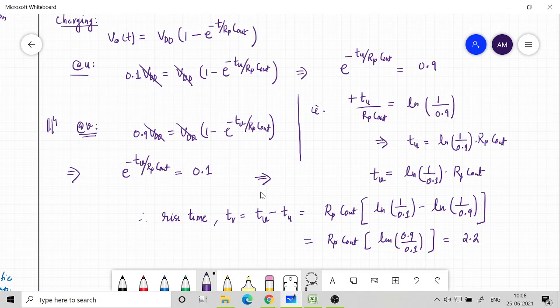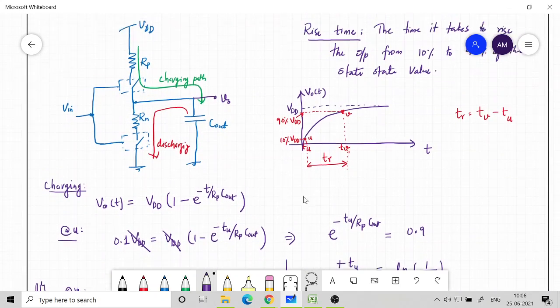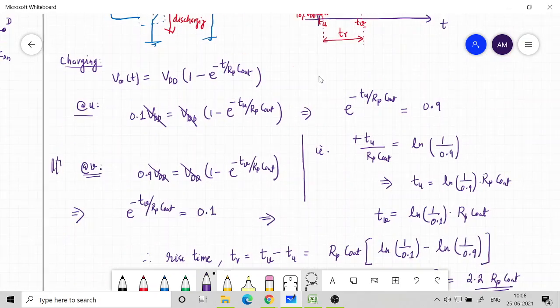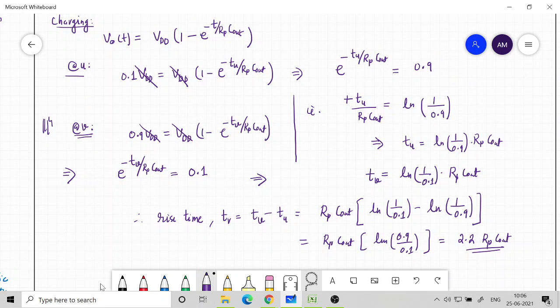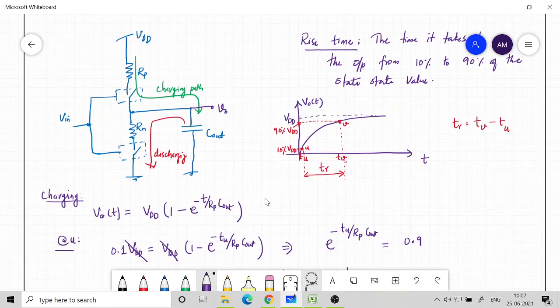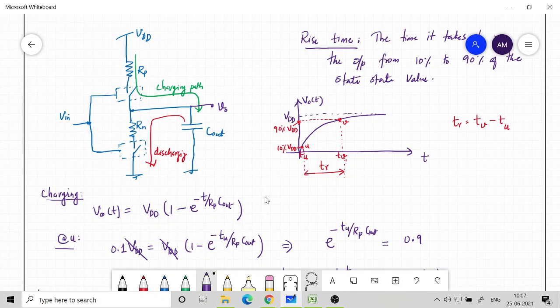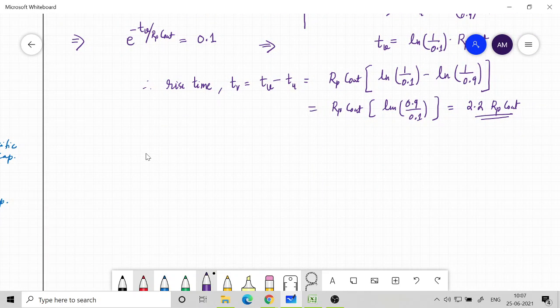E raised to 2.2 is 9. So the rise time is 2.2 RP C out. That's the estimate. It's an approximation. For the actual value you have to do simulation, but analytically, if you know RP and C out, you can quickly find out the rise time. Similarly, you can find out the fall time. For that we need to consider the discharging. While discharging, the waveform changes as an exponential decaying waveform. So we now go to discharging.